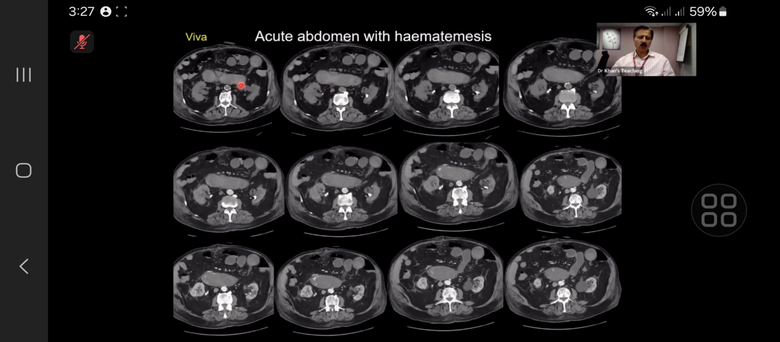where you can see on the non-enhanced scan this high density. Then you can see this blush of contrast, which means that there is active bleeding. This is a classical exam case, and in this kind of a case, they will go into interventional radiology. What can you do, and things like that, embolization, etc.